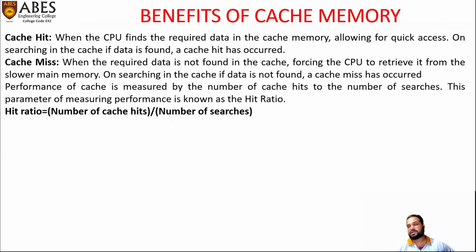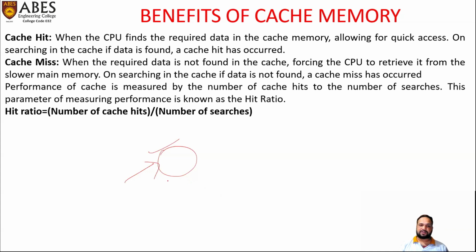Cache hit and cache miss. There are two important terms while we are studying cache memory. So what is a cache hit? The CPU initially finds the required data inside the cache memory. Once it is found inside the cache memory, it allows quick access to that data. On searching in the cache, if the data is found, it is considered a cache hit. And when the data is not found inside the cache memory, it will look further into another, slower main memory.